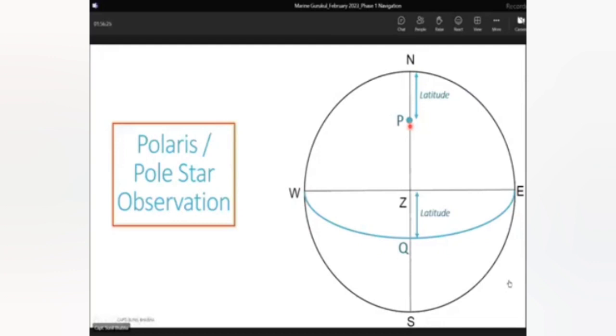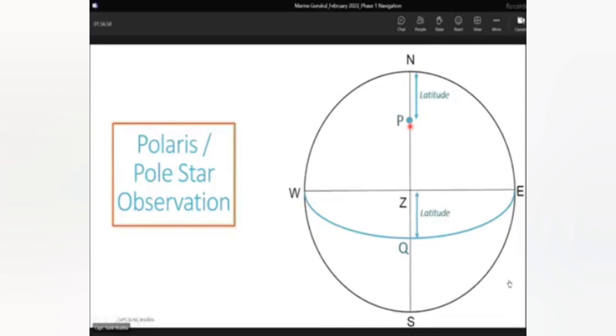Now this difference between the altitude of the pole star and the latitude of the observer is tabulated in a table in the nautical almanac. We can obtain that difference from there. We can apply that difference to the altitude of the pole star, and once applied, it gives us our latitude. So this is the basic concept behind the Polaris observations.